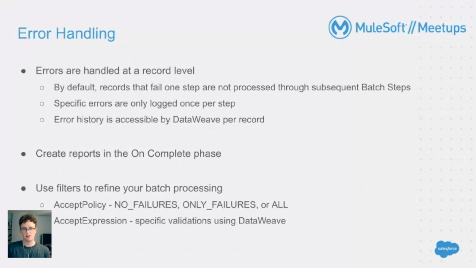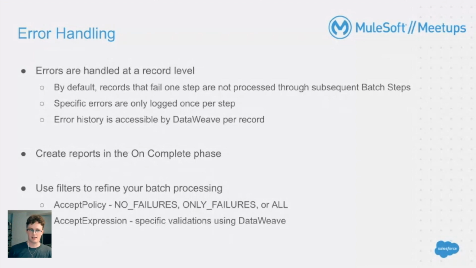Again, this on-complete phase is for more of a reporting perspective. You're not doing something with records. You're not aggregating them all together. If you want to aggregate all the records at the end of your process, you use a streaming aggregator in your last batch step. On-complete is after the batch job is finished. You're getting reporting information on it.